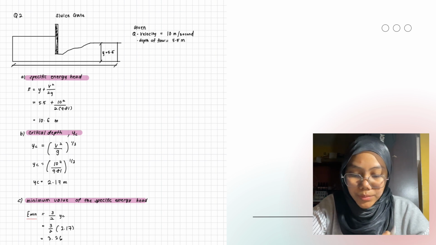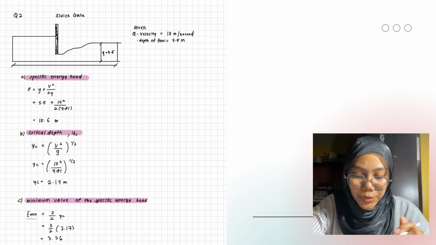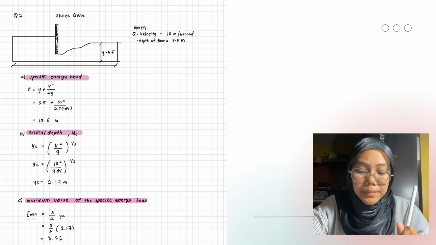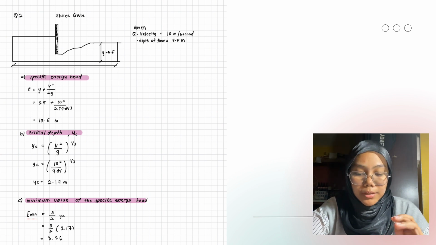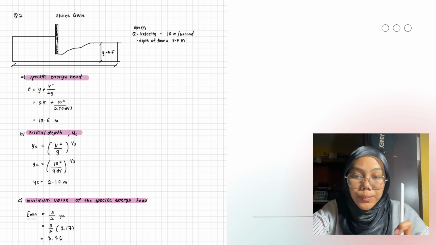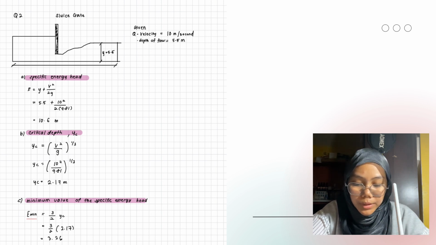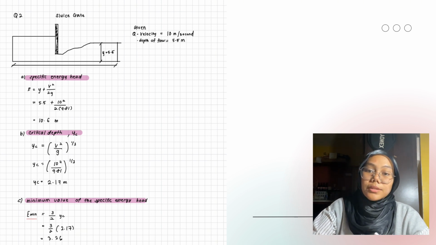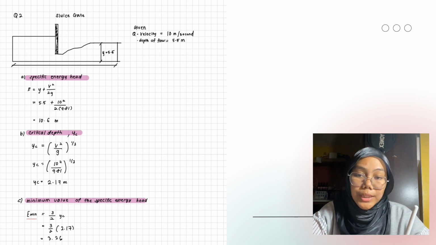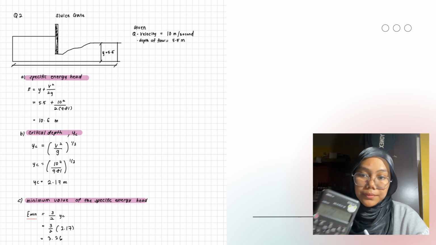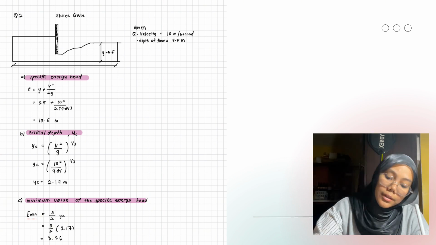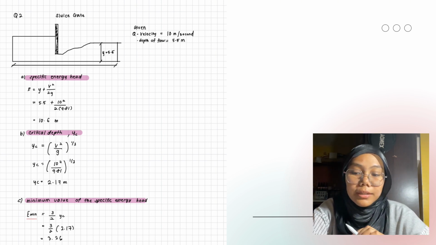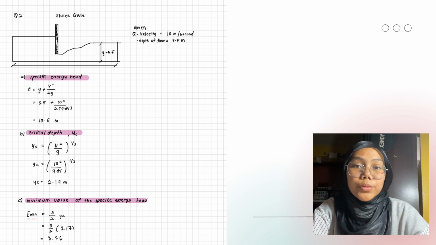Okey, seterusnya untuk kira minimum value of the specific energy head, E min sama dengan 3 bahagi 2 darab dengan YC. So, kat sini YC kita adalah 2.17. So, 3/2 darab dengan 2.17. So, jawapan dia adalah 3.255. Okey. Next, I will pass this calculation to Izmi Haziq.